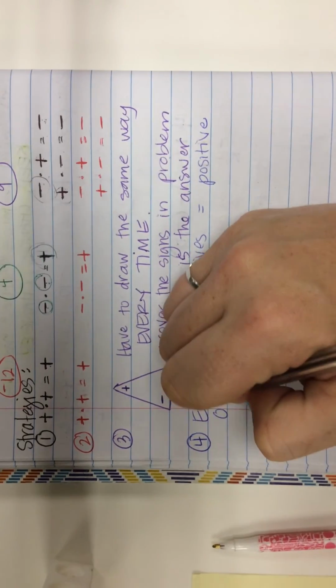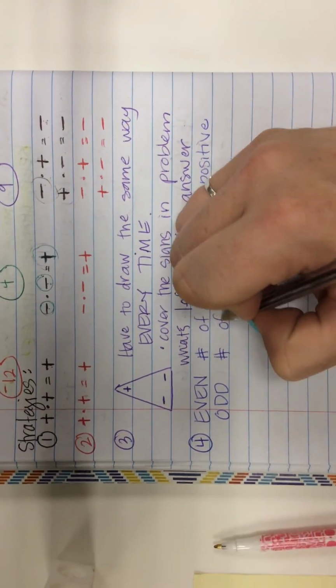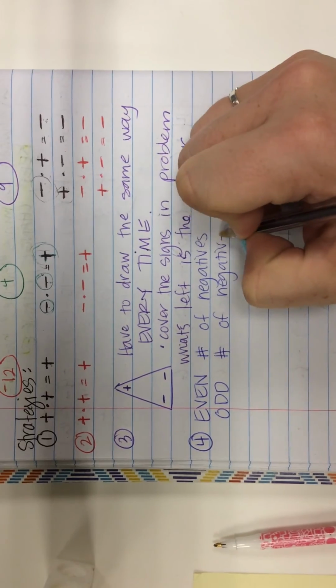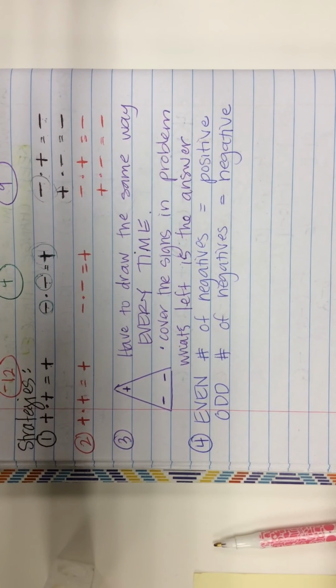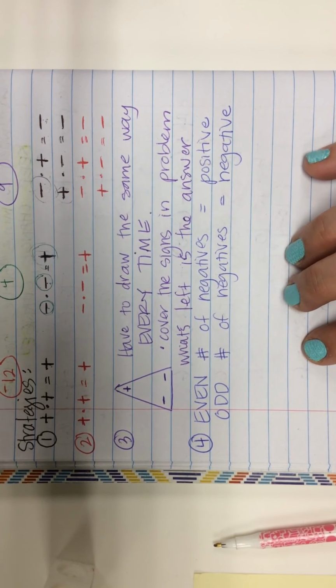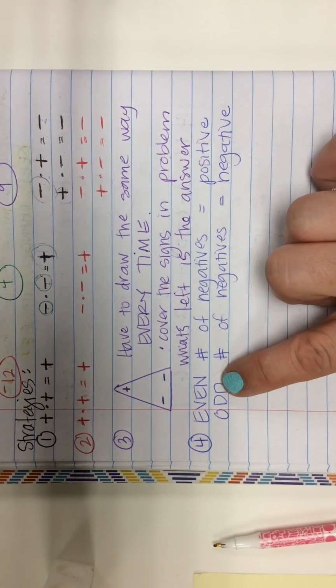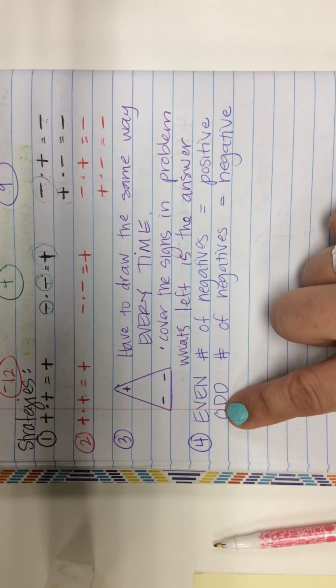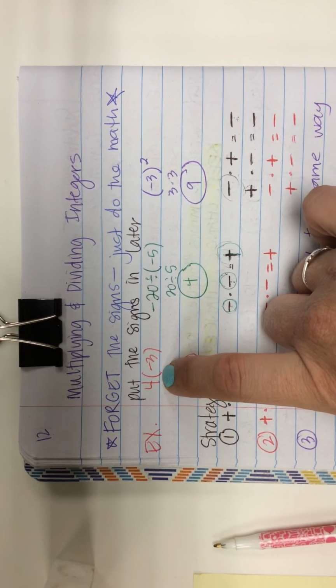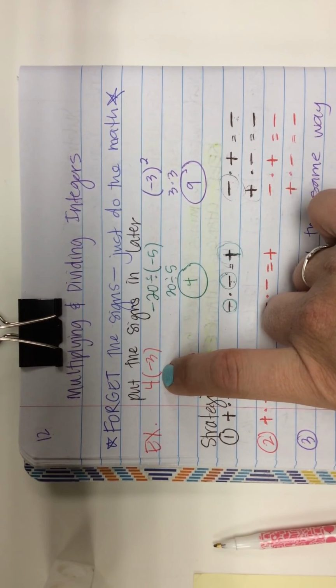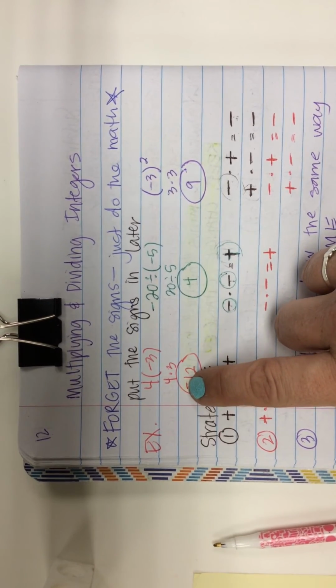If it's an odd number of negatives, the answer is negative. Even is positive. Odd, negative. So if I look, is there an even or an odd number of negatives? How many negatives are there? 1. Is that even or odd? So my answer is negative.